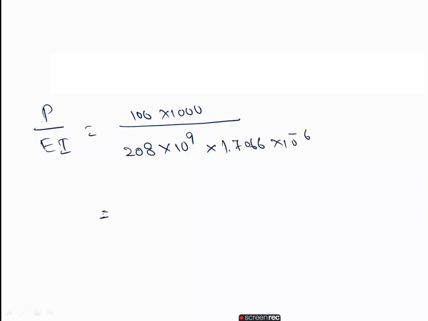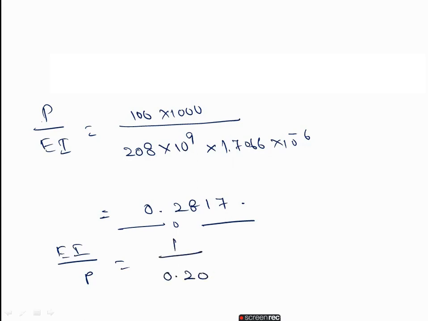Okay. Now if I calculate this one, finally I will get the value 0.2817. This is the P by EI value. Next, I will calculate the EI by P value, that is 1 by 0.2817. Why? Because we already calculated P by EI. From that I am doing like this, so you will get the answer 3.55.